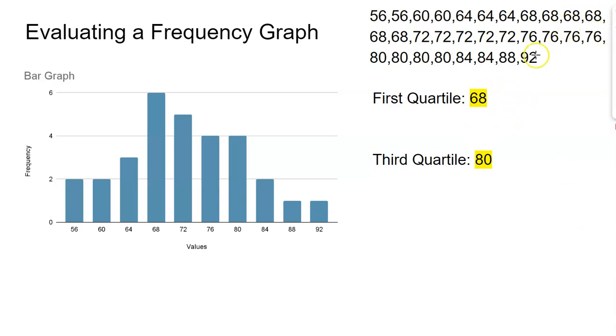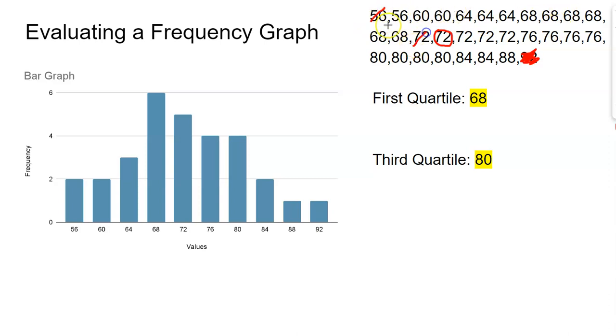Now again, what if we had an odd set of numbers? Let's get rid of the 92 again. Our median, when we had this set of numbers where we got rid of the 92, was right here. There was no average between two values. So this time, let's try to find the first quartile.